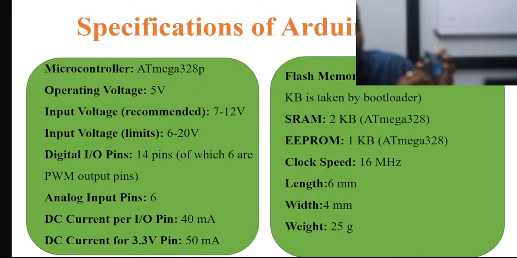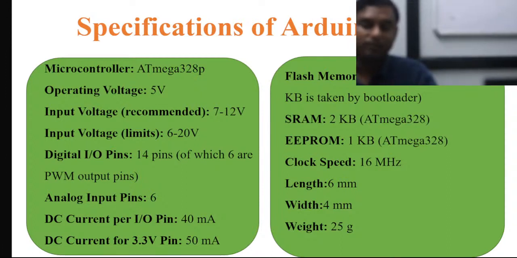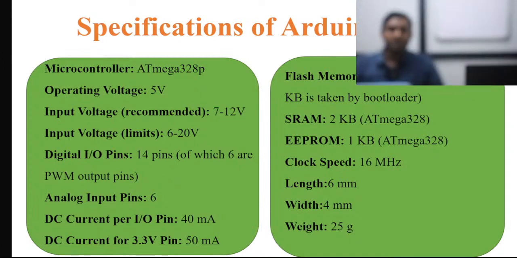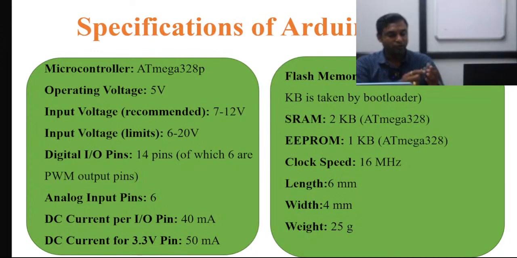Then next, the heart of the Arduino board, that is your Atmega 328. This is a 28 pin microcontroller. Here you can see its operating voltage is 5 volt, and its input voltage is 7 to 12 volt. Here we have 14 digital pins, out of which 6 are PWM pins. There are analog input pins, a total of 6 analog input pins. The DC current per IO pin is 40 milliampere.